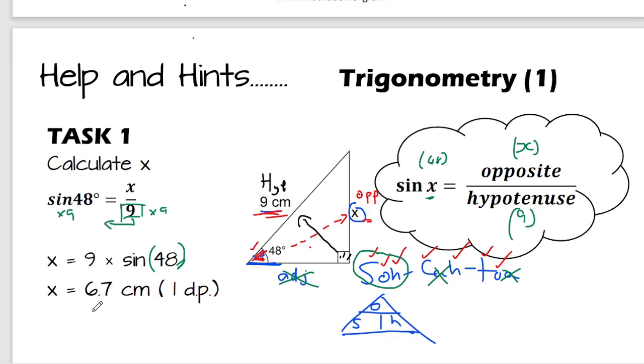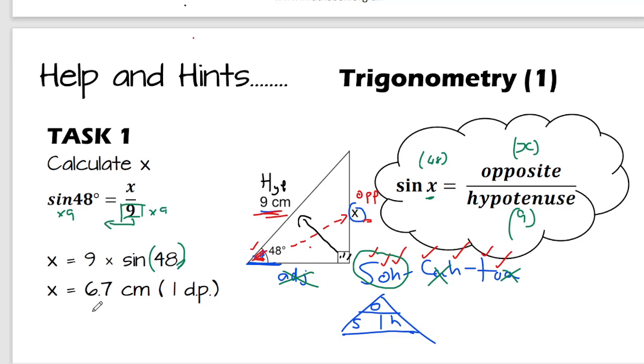Now I'm just going to type that in at the minute, because if you are using your phones for a calculator, you have to put it in slightly differently. So you are going to do 48 sin, and then you're going to times it by 9. Okay, let's try that again. Sin 48 equals. 48 sin.